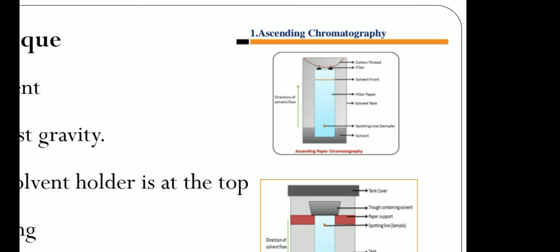Here is the paper chromatography. The solvent is moving from the bottom position, so it is moving against the gravitational force. The solvent moves and the development takes place. This is the ascending development technique.